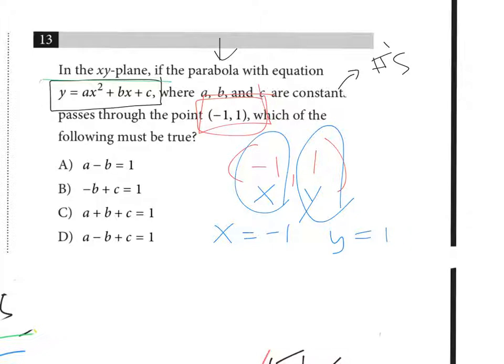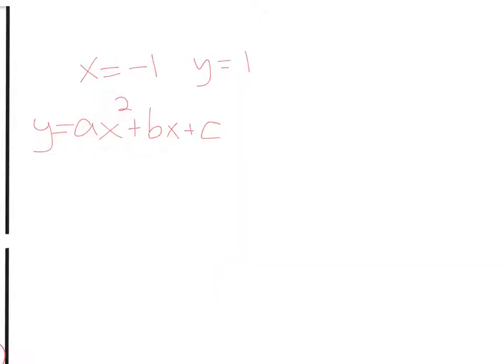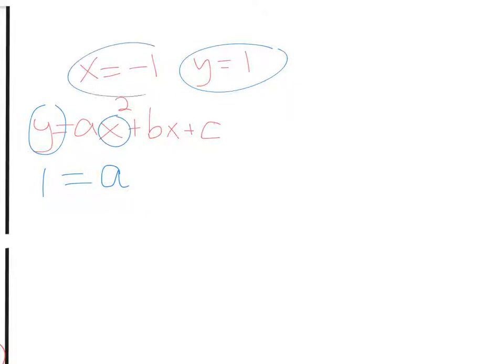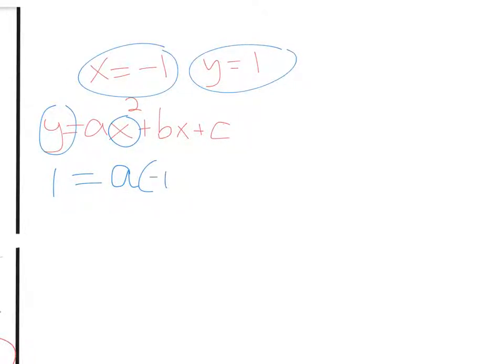So what we're going to do is take the equation y equals ax squared plus bx plus c, and we're going to substitute in x is equal to negative 1, y is equal to positive 1. So here we're going to have y, positive 1, that equals a times x, which is negative 1, squared, because it's x squared, plus b times x. Well, again, x is negative 1, so b times negative 1, plus c.